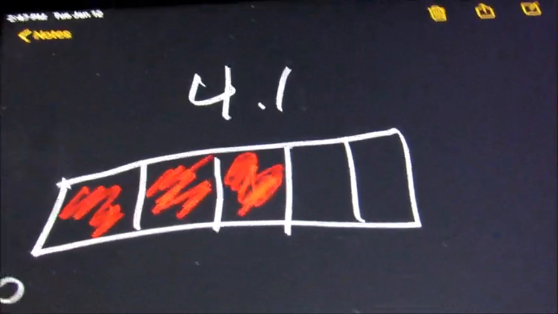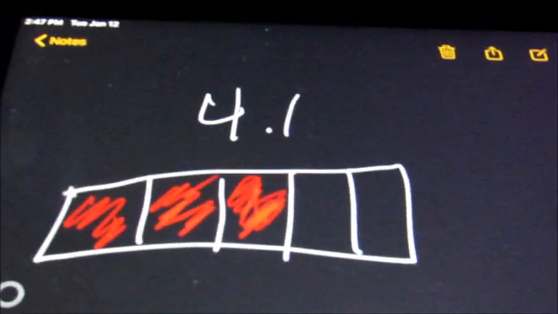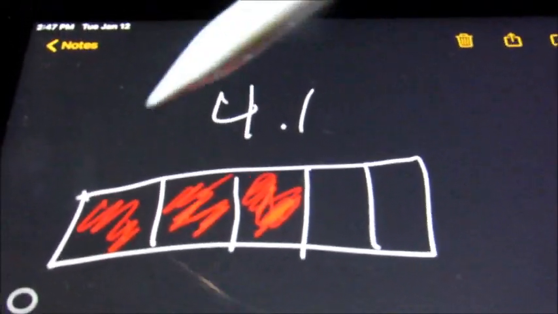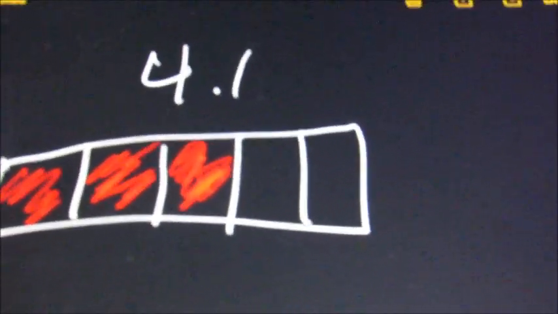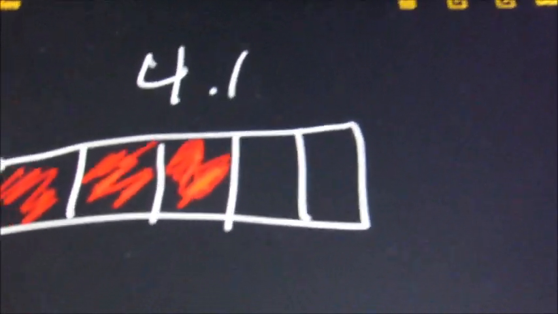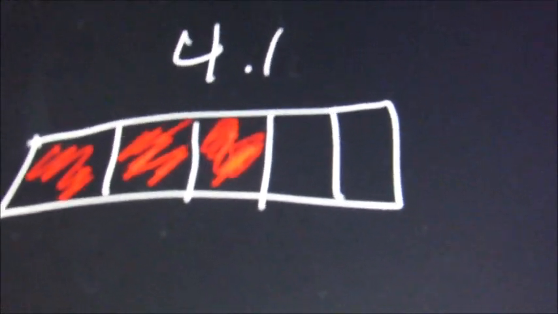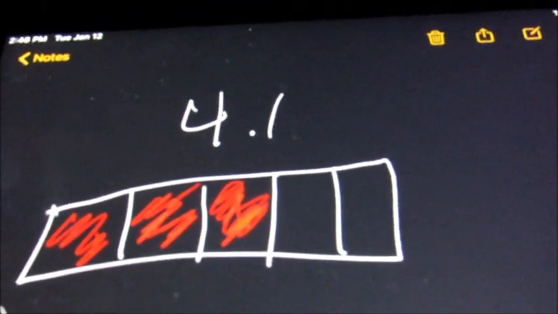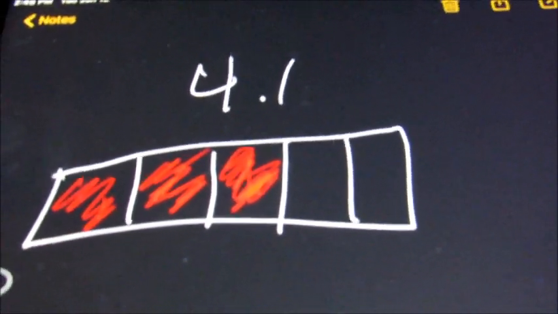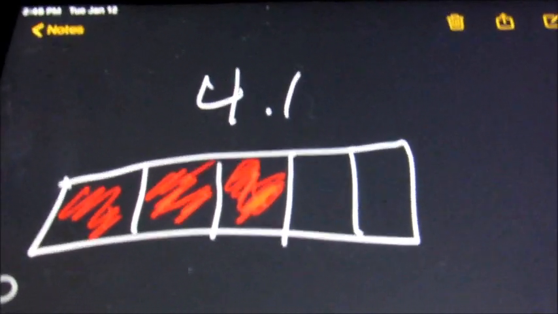Some of the questions that you're going to get is just going to be a little graph here, and it's going to say how much of the whole is shaded. A fraction, the numerator is the top number, denominator is the bottom number. The numerator tells you how many are there of what you're looking for. The denominator means how many there are total, so the whole.